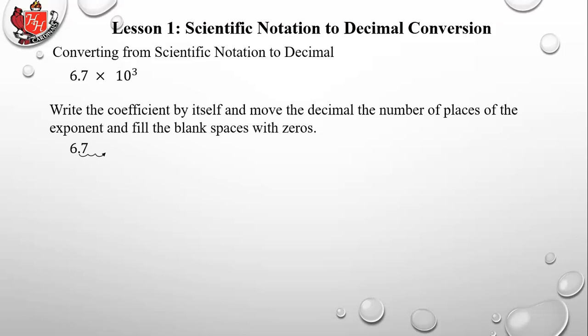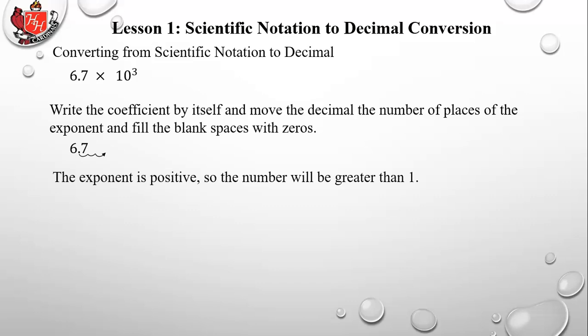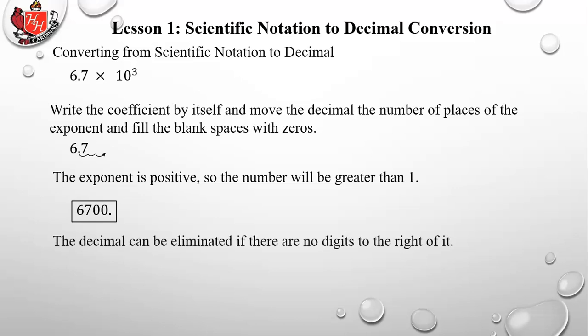So you move it 3 places, and then you fill, I call it the egg carton. You fill the egg carton with eggs. The exponent is positive, so the number will be greater than 1. And there you put zeros in those 2 empty spaces, so now you have 66,700. You don't necessarily write the decimal after. Again, we'll talk about that in a later lesson. The decimal can be eliminated if there are no digits to the right of it.